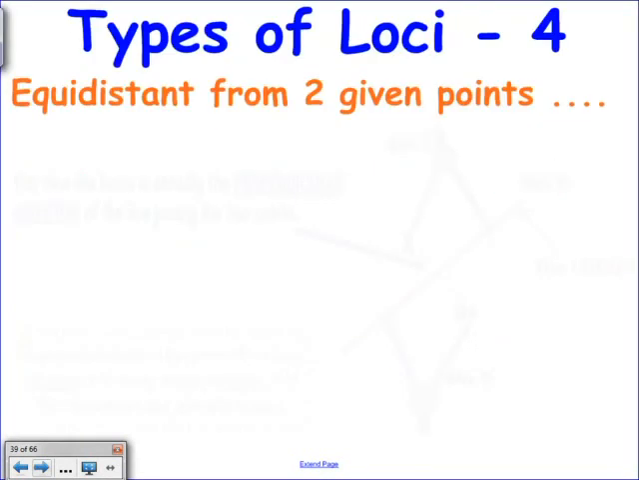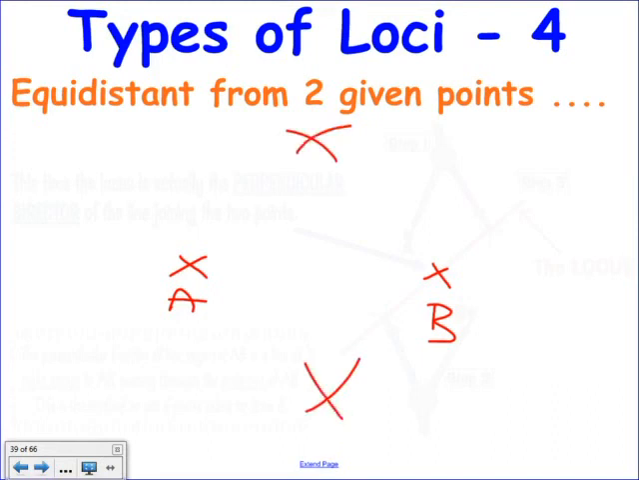And then the last one is equidistant from two given points. So remember we talked about point A and point B? How do we split those in half? We don't even have to put a line between them. We just pointy thing, as James likes to call it, more than halfway. Remember that? And then when I join those two, that line is the same distance from A as it is from B. Any point on that line. And that's the locus of points that are equidistant from A and B.